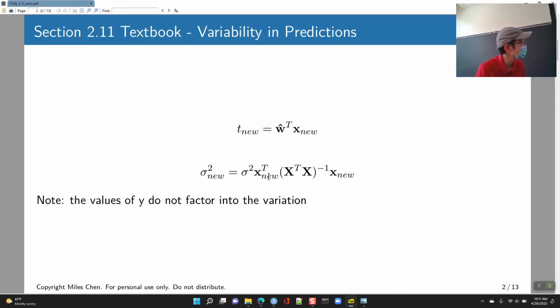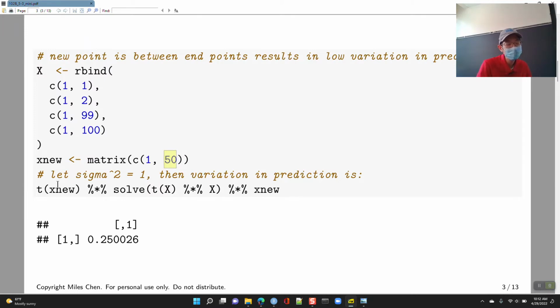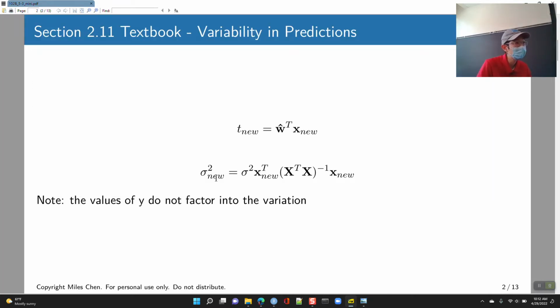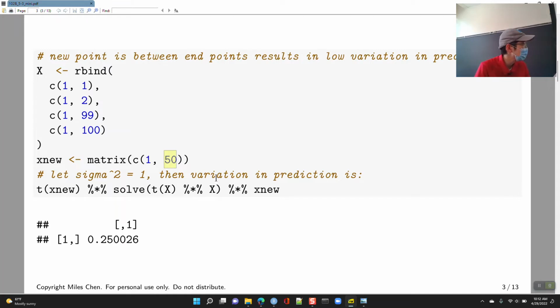Well, if I plug in these things, right? So I've got sigma squared, x new transpose, x transpose x inverse, x new. Let's just say sigma squared is 1. Let's just keep it easy. We'll say sigma squared is 1. All right, so I've got x new transpose, the inverse of x transpose x, times x new. And when I do this, I get 0.25. All right, 0.25. So this is actually less than sigma squared itself. Sigma squared is 1, and I actually get something even less.